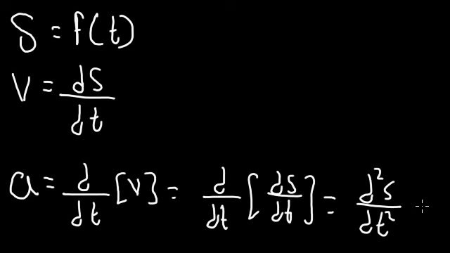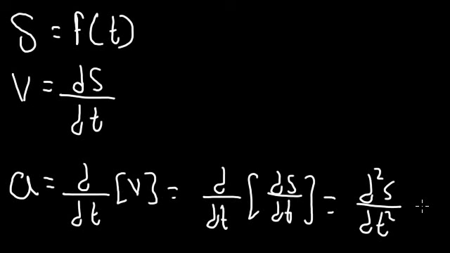Which means if you have the displacement function and you are required to find the acceleration, then the derivative is expected to be done two times or twice. While if it is velocity you are required to find, then the derivative is expected to be done once. And if it is a velocity function you are given, then to find the acceleration, you are just to differentiate it once. So please be very, very careful in concluding whether you are differentiating once or twice.